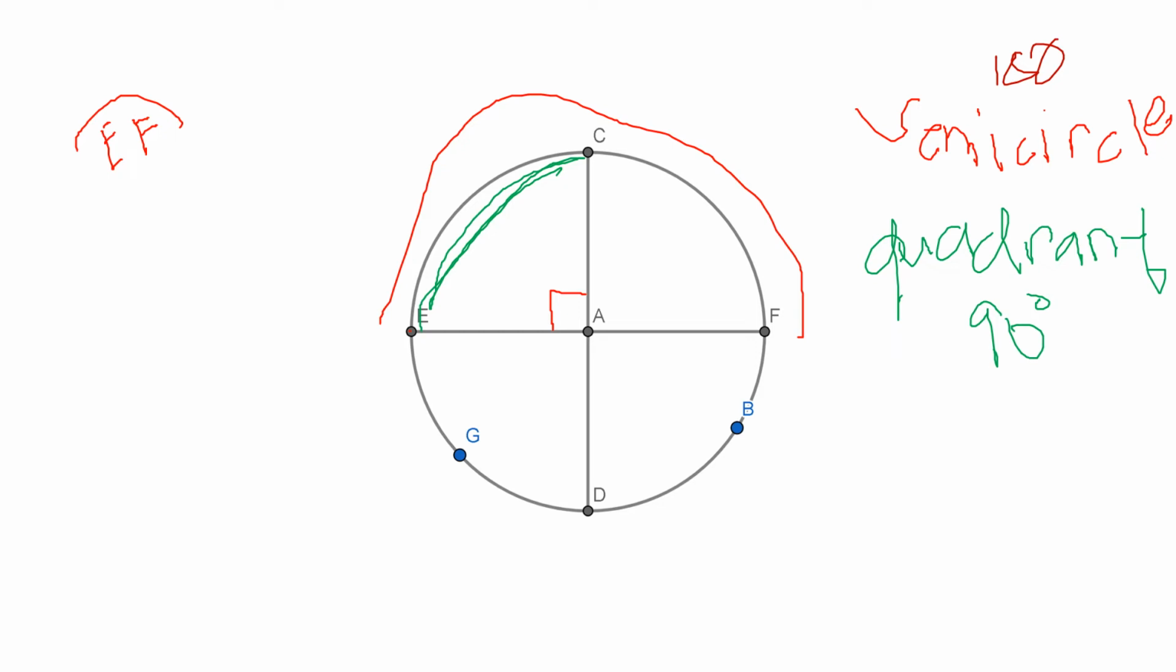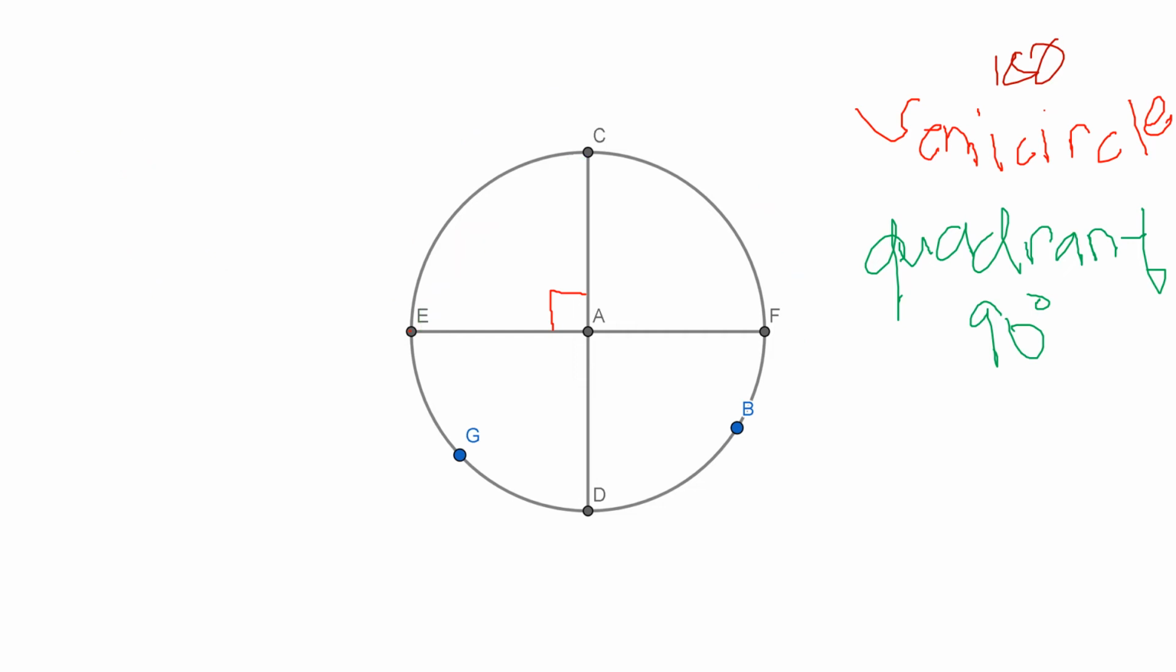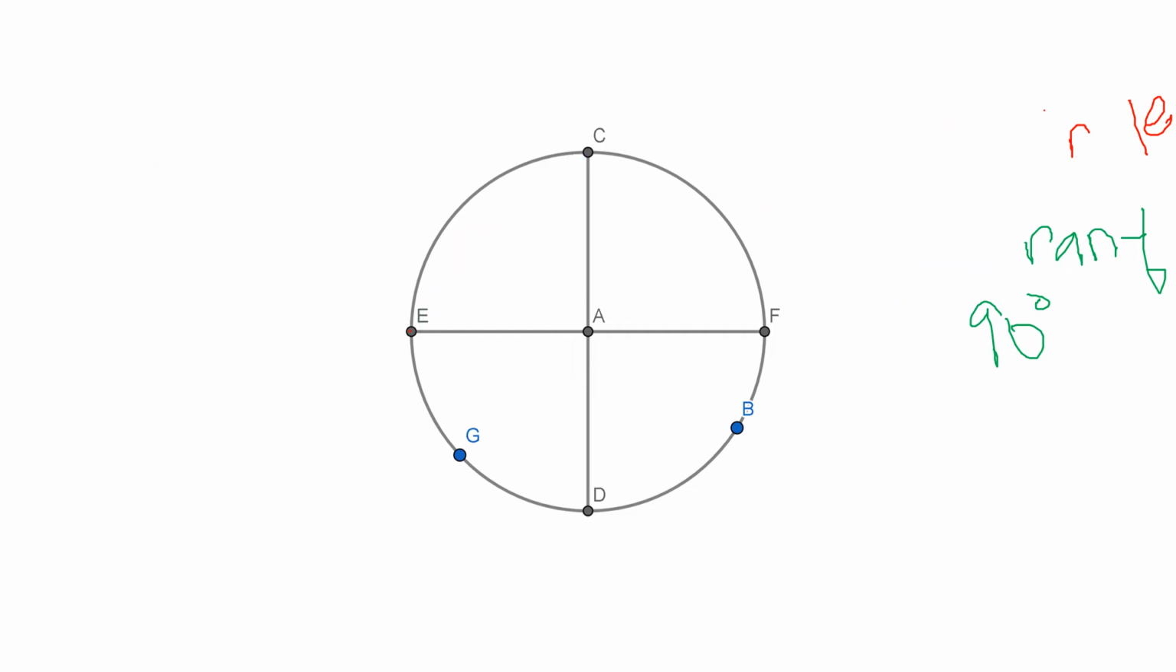Now let's talk about how you categorize arcs. Before that, we could write that as arc EC. When you write that, we have a category on it. So that's how you work that out. Now let's look at the categories of arcs in this circle. Let me erase this one so that everything would be clear. So you know what a semicircle and a quadrant are.